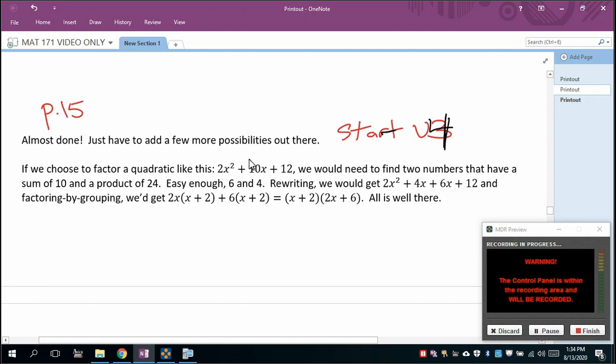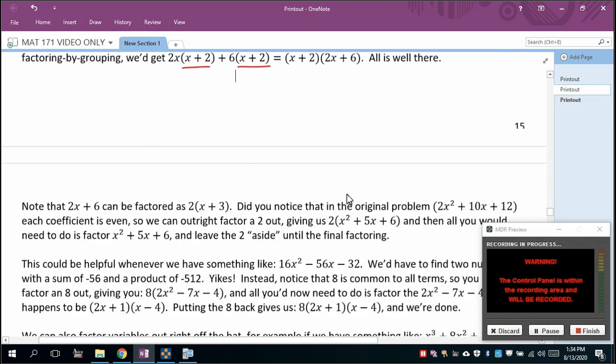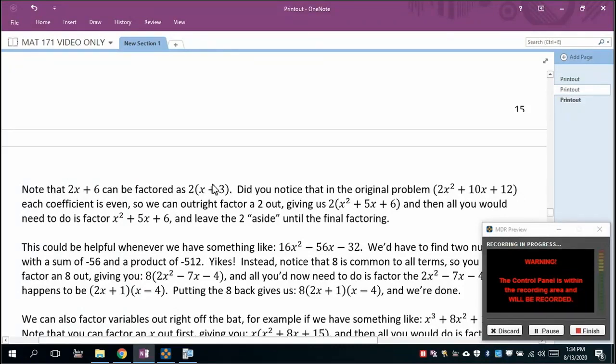Now, if we wanted to factor a quadratic like this, traditionally you could find two numbers that have a sum of 10 and a product of 24, which are 6 and 4. And what happens here is we factor by grouping, or you could have done 6x plus 4x, but what happens here, the x plus 2 is common, and it's multiplied by 2x plus 6. However, the 2x plus 6 can be factored as 2 times x plus 3. Even each coefficient is even, so that a 2 could outright be factored out. So your best idea is to factor the 2 out first and then leave it aside.